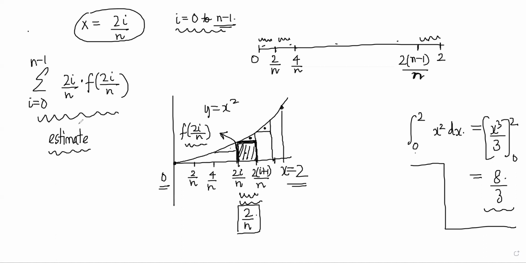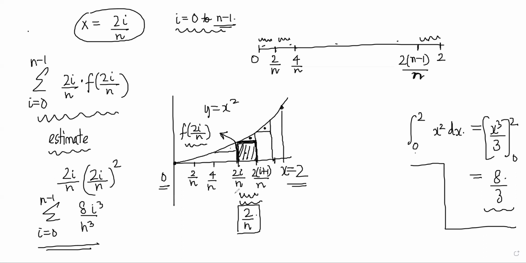Great. So what was the f function? It was x square. So it will become 2i by n whole square multiplied by 2i by n. So basically it is 8i cube by n cube, and this is the summation i goes from 0 to n minus 1, right? This is an estimate of our area, this sum. So let's calculate the sum. This is a pretty easy summation.